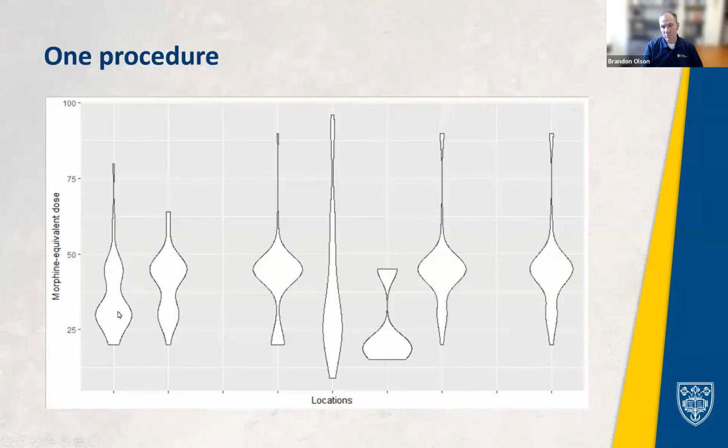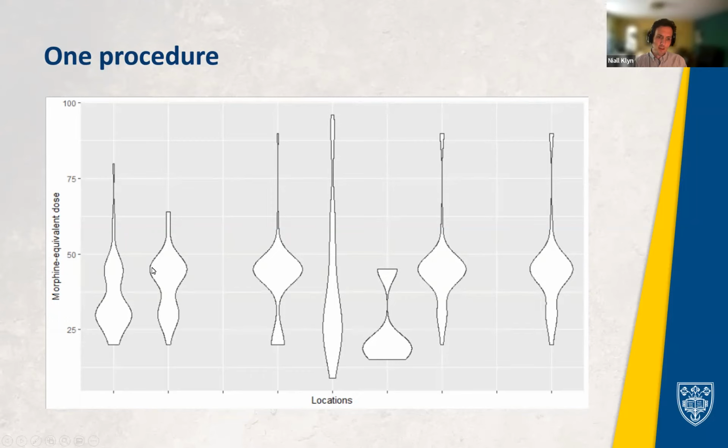So this represents more prescriptions at right around 30. You know, this is right around 45. And you get a sense of these different distributions just from this violin plot. So already you're seeing a lot of variation. You're seeing variation for one single procedure within a location, and you're seeing variation across different locations. So this, whatever location this is, had a high concentration of fairly low dosage, but also had a fair number that was more than 3 times as high as that lowest prescription.